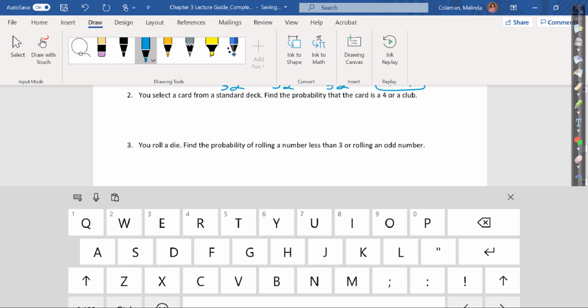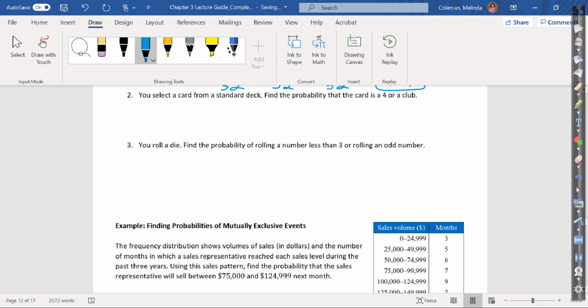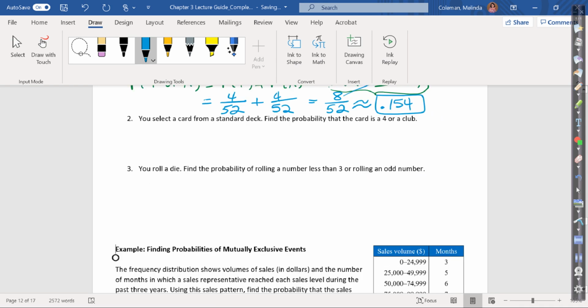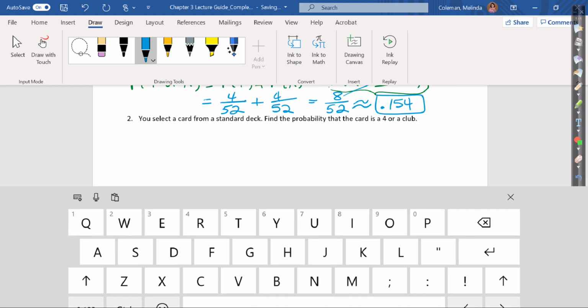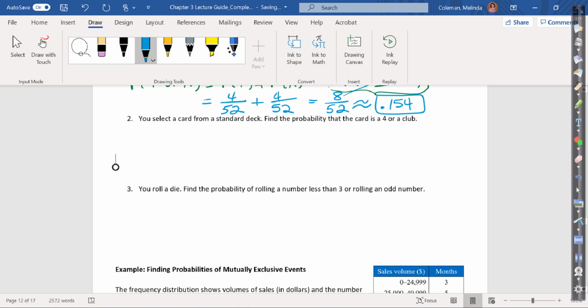All right, problem 2 says, you select a card from a random deck. What is the probability that that card is a 4 or a club? So again, if we look at our formula, that would say we have the probability that we're going to select a 4 or a club. I write that in the full definition. That would be the probability that I get a 4 plus the probability that I get a club minus the probability that I have a 4 and a club.